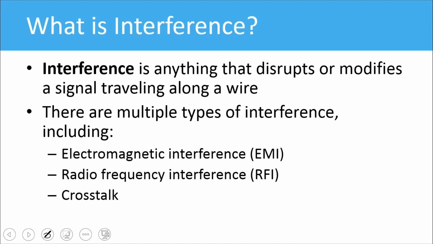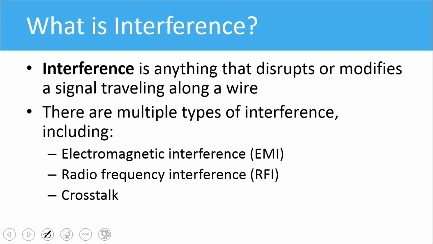All right, so we just talked about interference a little bit ago, and what is interference? All that it is, is anything that can disrupt or modify a signal, and that ultimately would result in the corruption of data. There are a couple different types of interference. You have electromagnetic interference, you have radio frequency interference, and then crosstalk.